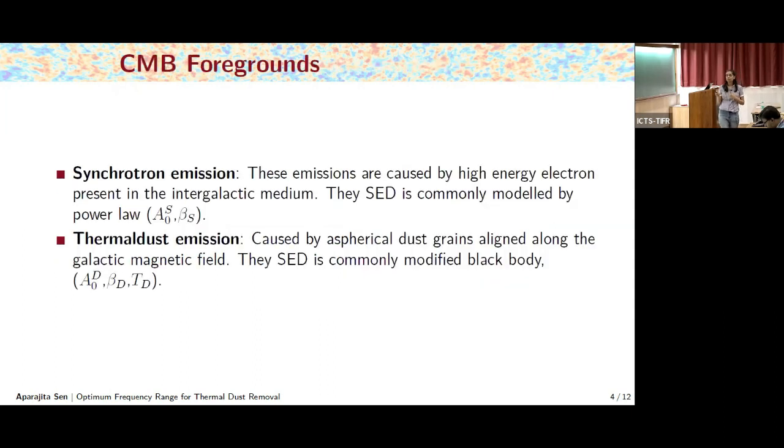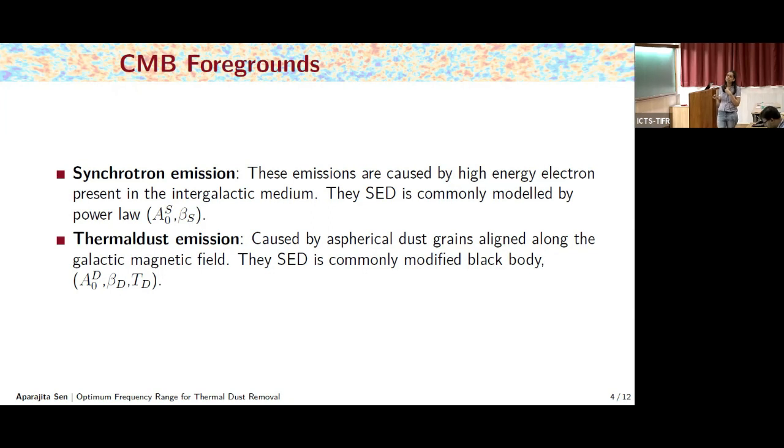So a little bit about the CMB foregrounds, which we are concerned about here. First is the synchrotron emission, which is due to the cosmic electrons present in our galactic medium. And its SED, the spectrum, is commonly modeled as a power law, given by these two parameters, where this is the amplitude and this is the power by which it varies over the frequency.